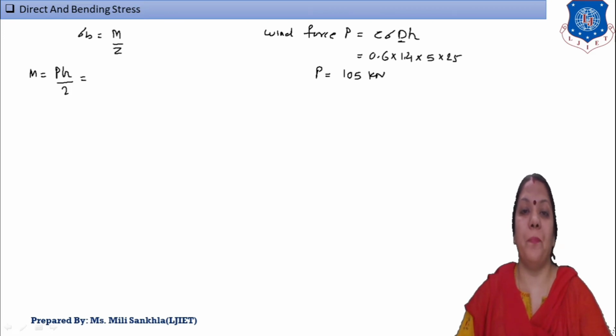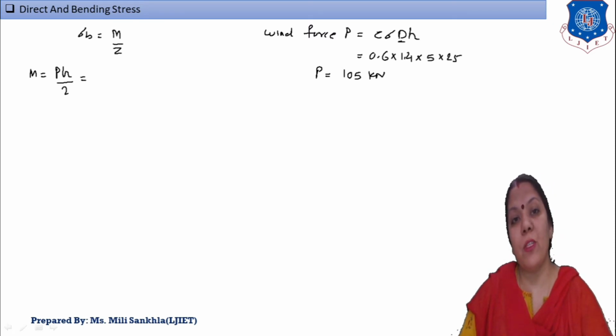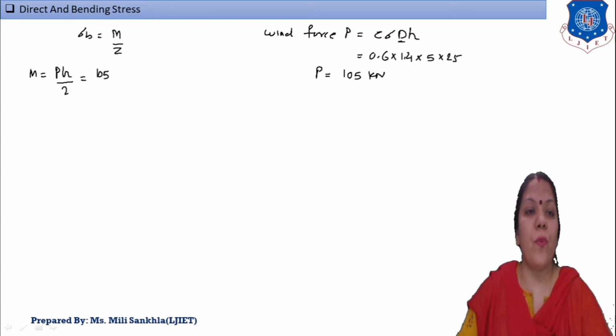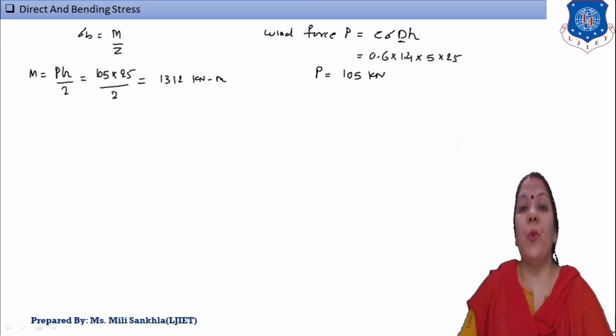After multiplication we get the value of wind force P, which is equal to 105 kilonewton. Now the moment equation for the chimney is PH by 2. Putting the value of P as 105 and the height of the chimney as 25 by 2, my answer is 1312.5, and the unit of moment is kilonewton meter.